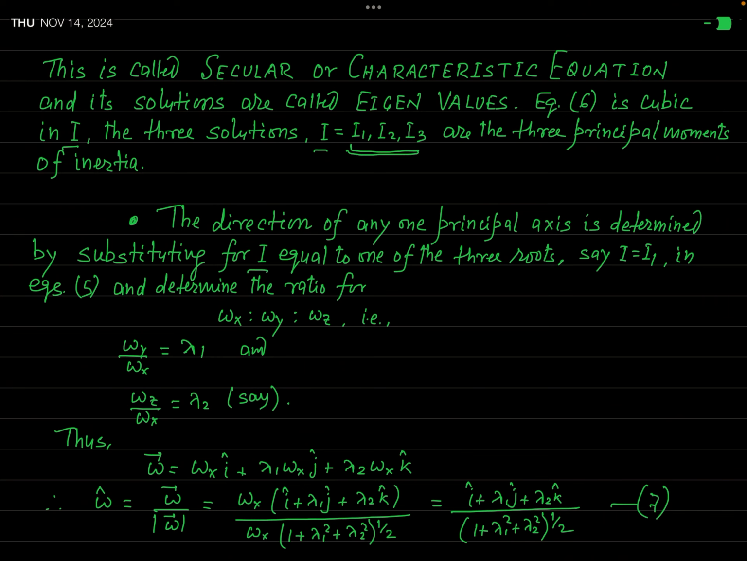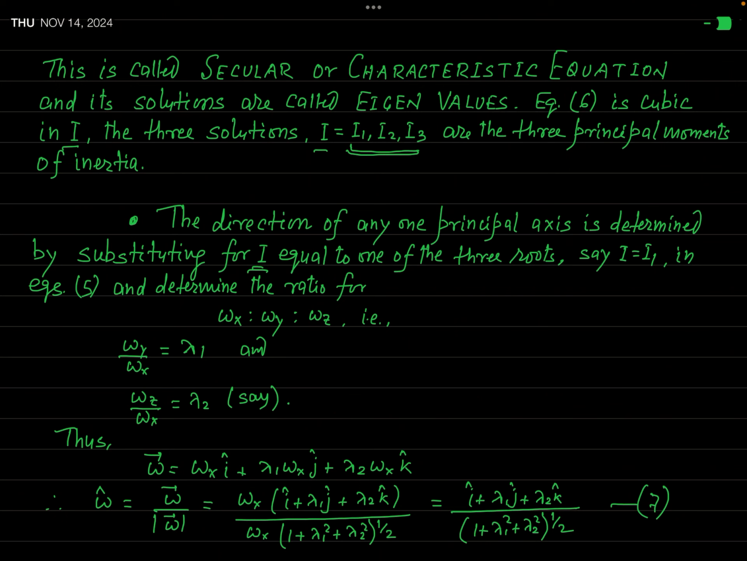That is, if you want to find the direction of the first principal axis, that is the x-axis, then you should take I1 at the place of I. If your aim is to find the direction of the second principal axis, you should take I equal to I2. If you want to find the direction of the third principal axis, you must take I equal to I3. Okay?